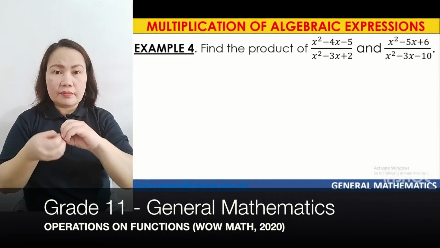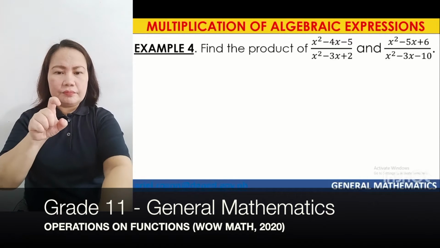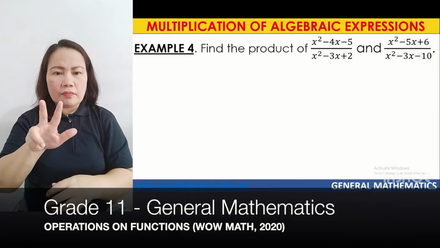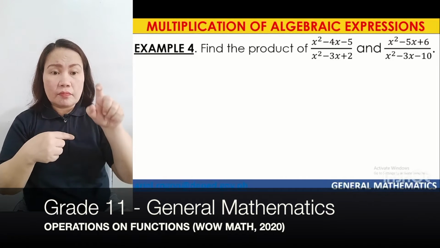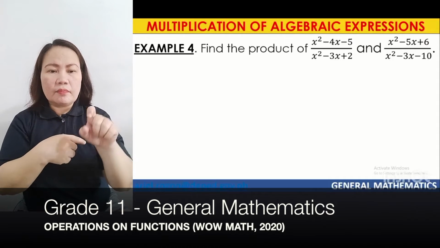Another example, find the product of (x squared minus 4x minus 5) all over (x squared minus 3x) and (x squared minus 5x plus 6) all over (x squared minus 3x minus 10).